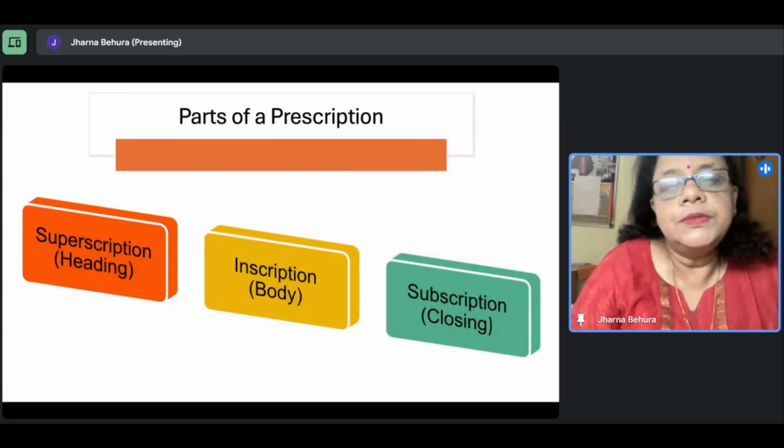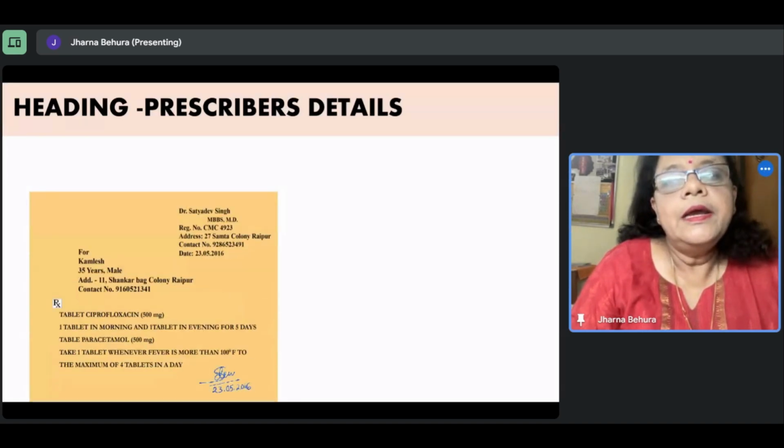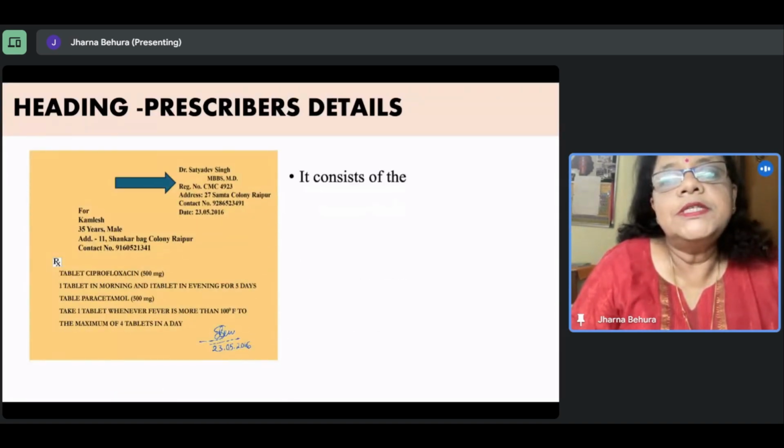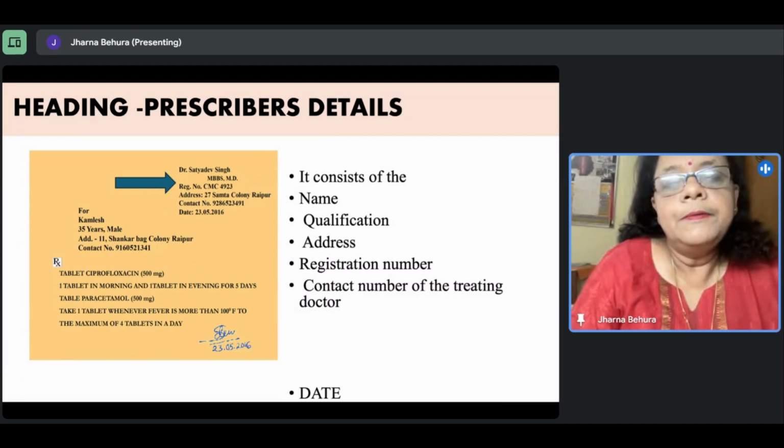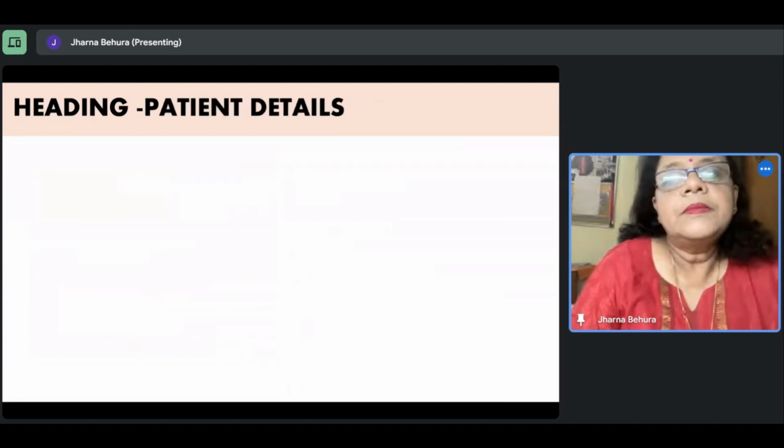The parts of a prescription include a superscription, which is the heading, an inscription, which is the body, and a subscription, which is the closing. The heading, as you can see, includes the prescriber's details. It consists of the name of the prescriber, the qualification, the address, the registration number, the contact number of the treating prescriber, and the date.